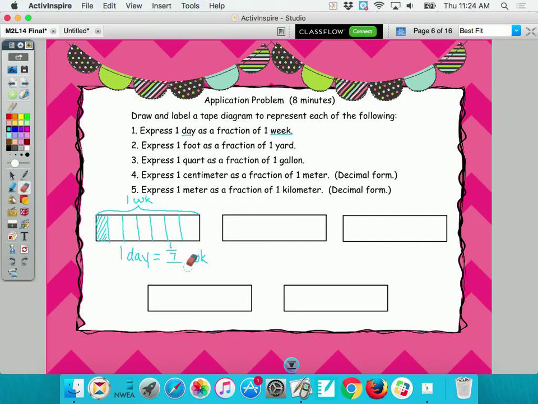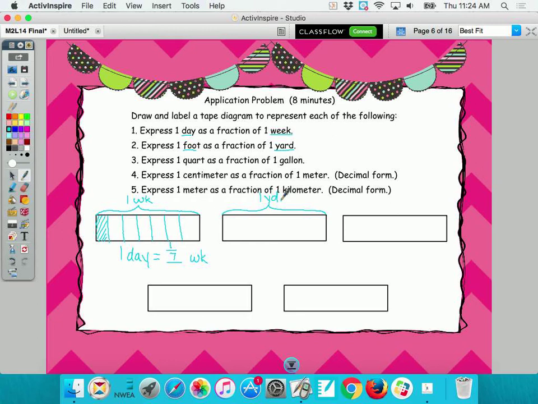Okay? Let's keep going. Number 2, what are my 2 measurement words? Express 1 foot as a fraction of a yard. Foot and yard. Which one of those is larger? Yard. That goes on top of the tape diagram. You could do 1 YD.